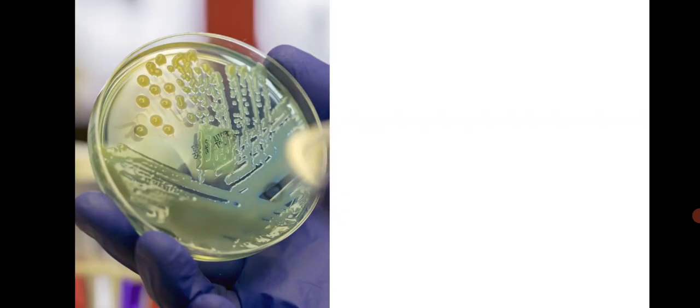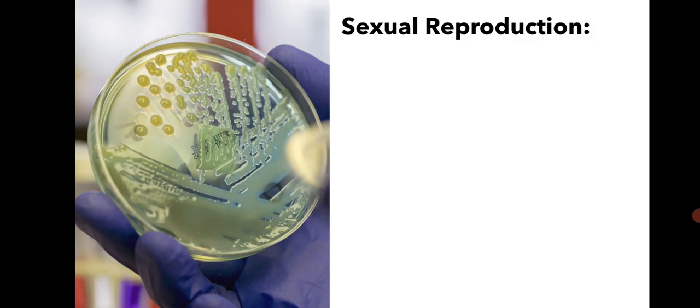So today's topic is the continuation of the last one, which was something about bacterial reproduction. In my previous video I discussed the asexual bacterial reproduction, and in this present video I shall be discussing the sexual reproduction. So today's video will be about bacterial sexual reproduction. How does it take place in the bacteria?